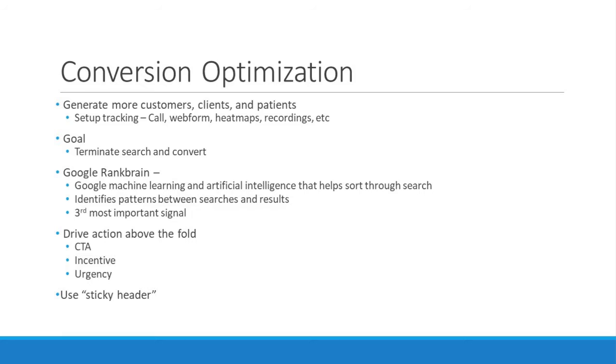Now, some best practices to keep in mind is that you want to drive action above the fold. So as soon as they hit the site, you want to make sure there's a strong call to action. You have incentive, and if you can, you have urgency. Urgency would be like, by Friday, this week only. Some people use seasonal offers, like with, say, a hair salon. They're saying 4th of July, get your nails done free with the facial.